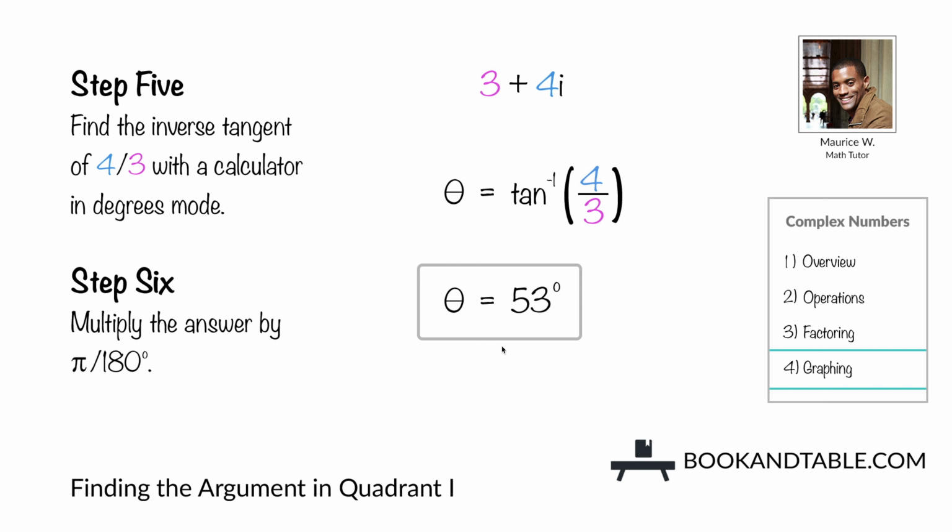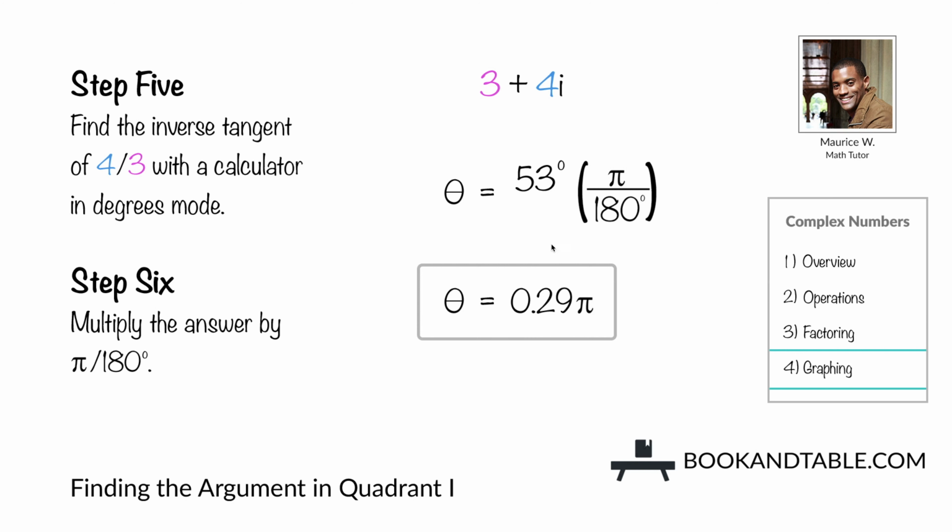And if you want this answer in radian form, multiply the answer by pi over 180 degrees. 53 degrees divided by 180 degrees is equal to 0.29 radian. So the answer would be 53 degrees or 0.29 radian.